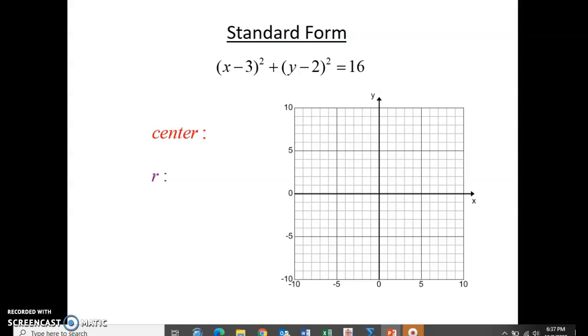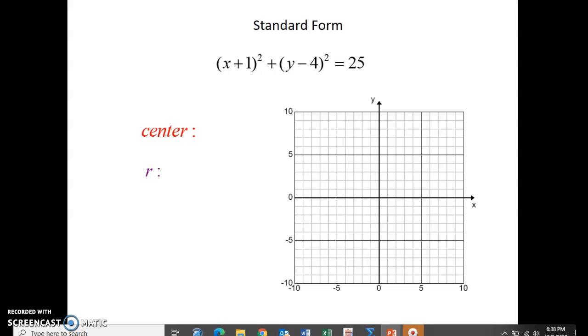All right, so here we go. This is your standard form for a circle. Your center is going to be h comma k, which in this case is going to be 3 comma 2. So we put our point at 3 comma 2. Then we take the square root of 16, which gives you 4, and that is our radius. And then you put points up, down, left, and right of 4 from that center point, and you draw your circle. Okay, that's it. There's nothing that's tricky about standard form for circles.